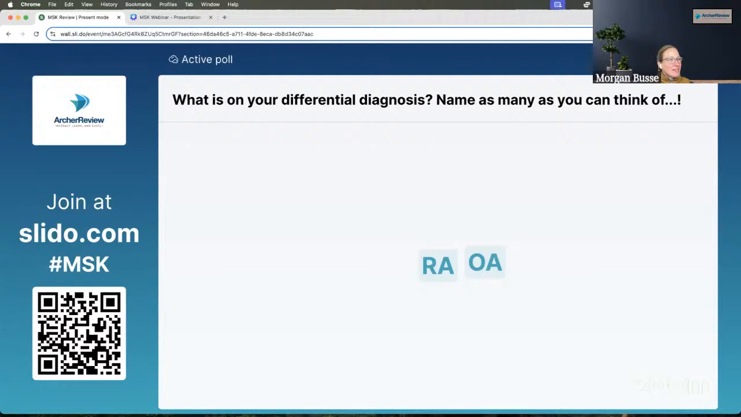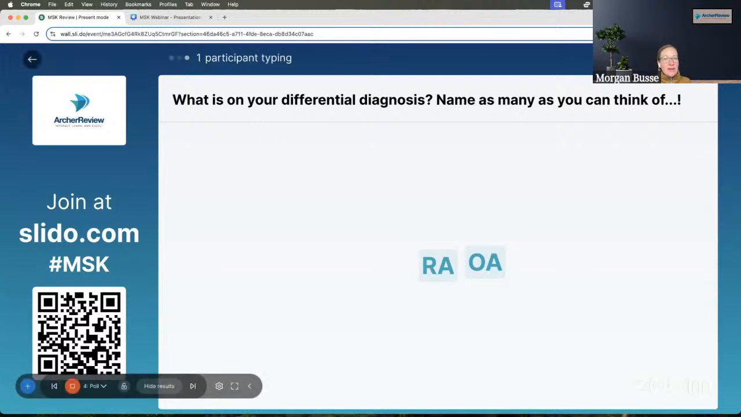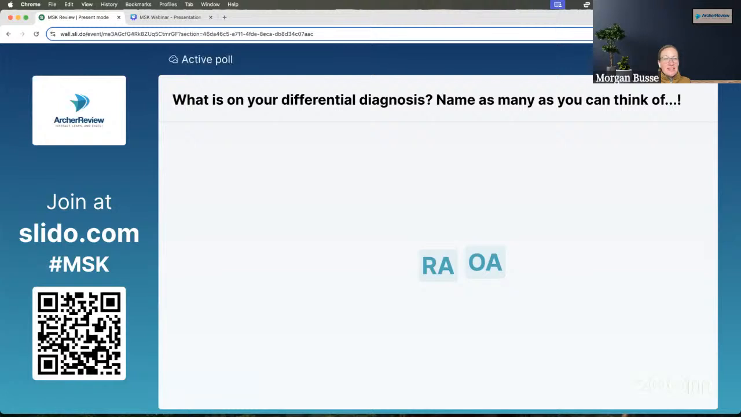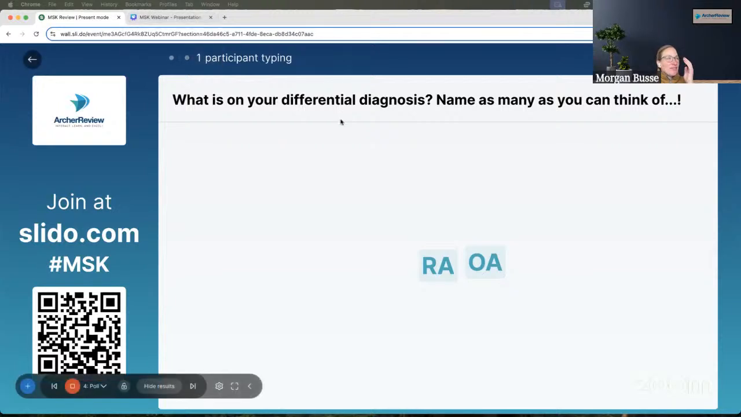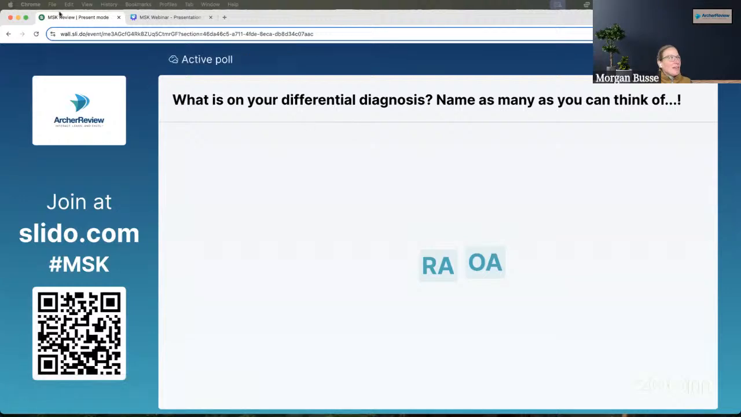Anybody else? Any other? I'm not going to participate, but get your phones out real quick here. Anything else? RA, OA, what else is on your differential, you guys? What else are you thinking about? Okay, I'm going to keep moving for the sake of time. Oh, somebody's typing. I'll give you a second to type here. Anything in your differential with this guy?